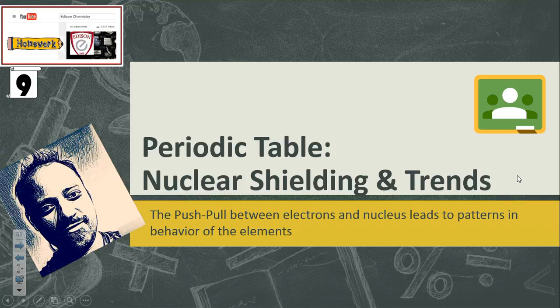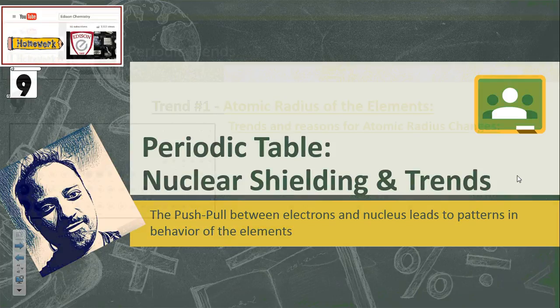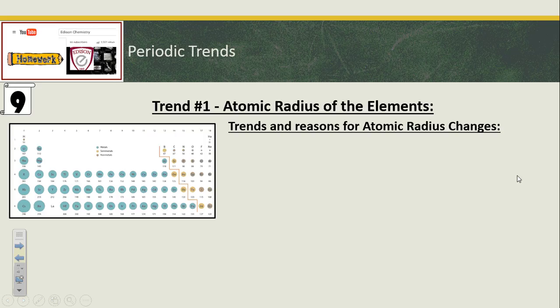We're going to continue our nuclear shielding talk, and we're going to start to explain the trends that we observe in the periodic table using the push-pull between electrons and nucleus to explain those patterns and what's happening and why. Okay? So we are on page 24 and 25, taking these notes in our big pack.